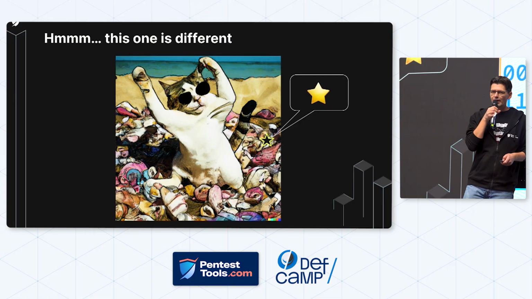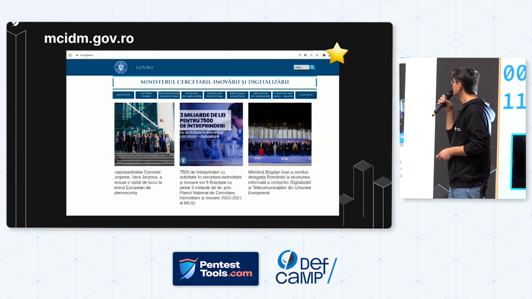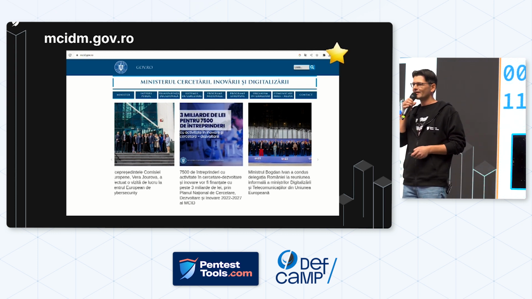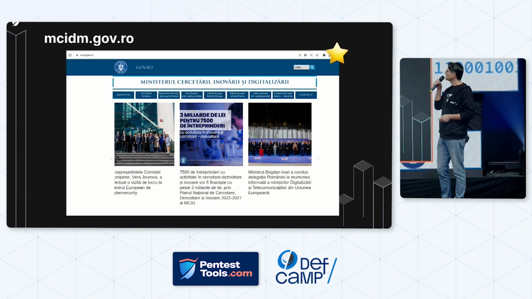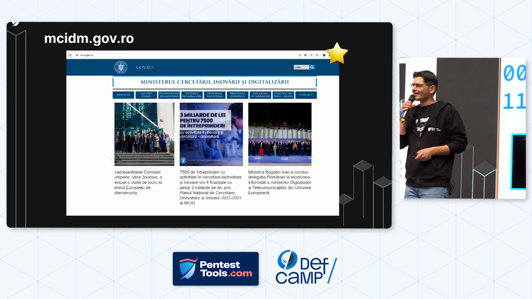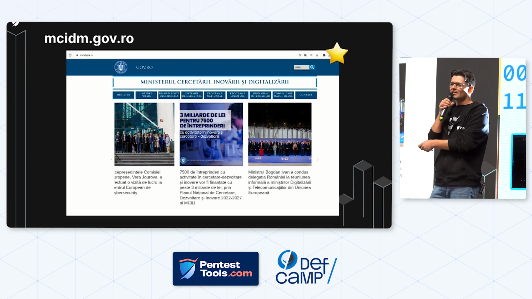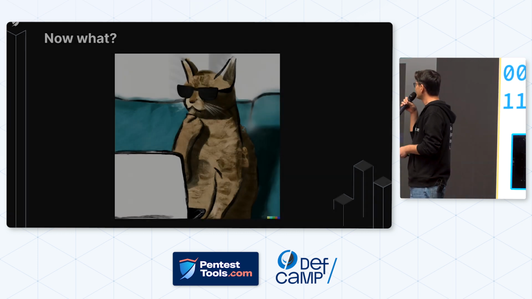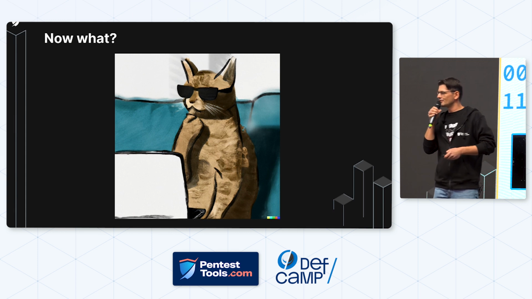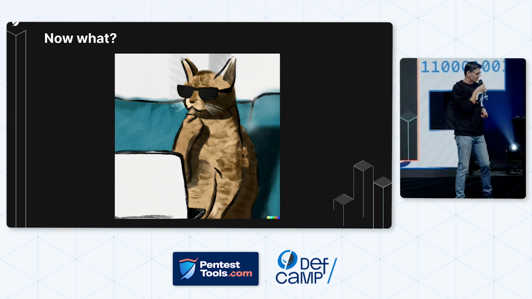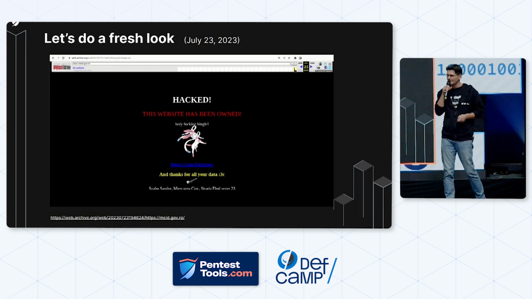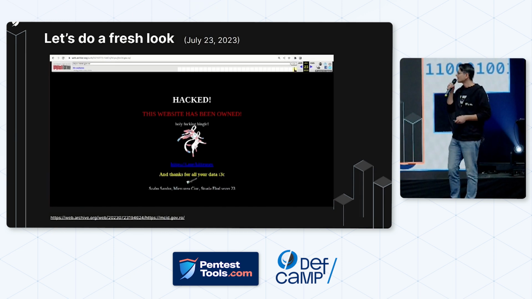Why? Because it belonged to a government entity, basically the Ministerul Cercetării, Inovării și Digitalizării, whatever that is. But it was interesting because it was a gov website. And now, what should the kitten do about it? The first thing that comes to its mind is to do a facelift of the website, because it was very boring.